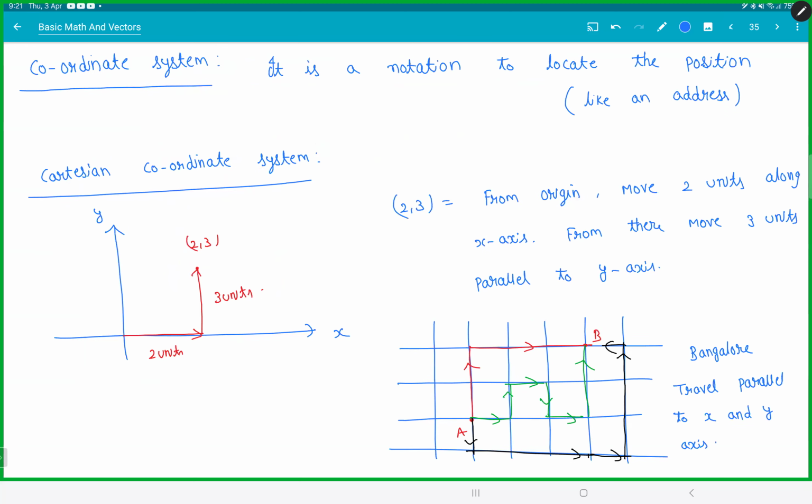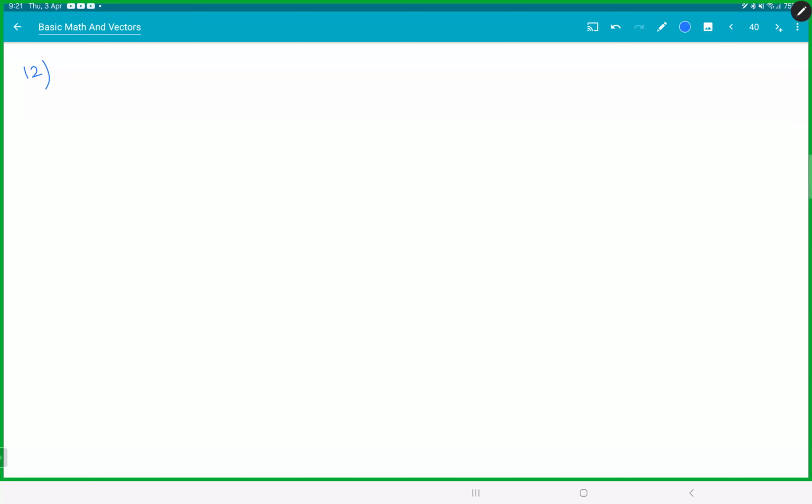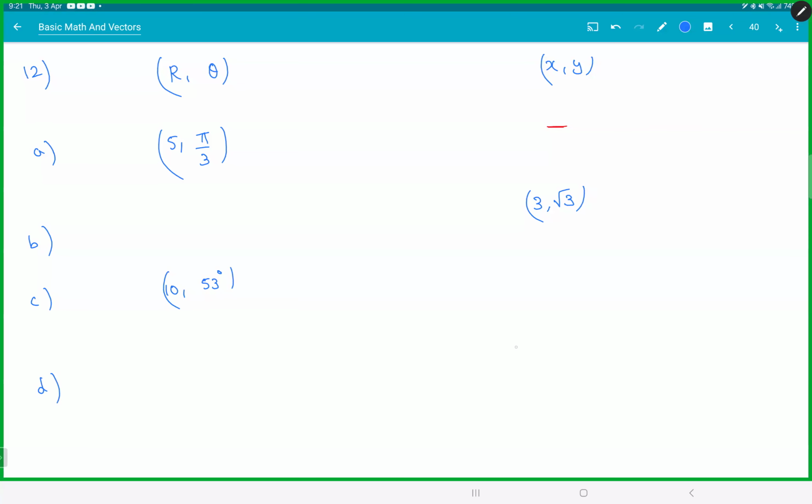Let's see a question on this. So I will give you the polar coordinates. If I give you r comma theta, then you have to tell me what is x comma y. If I give you x comma y, you have to tell me what is r comma theta. First thing, let's say this is 5 comma pi by 3. What is x and y? Suppose this is 3 comma root 3, then what is r comma theta?